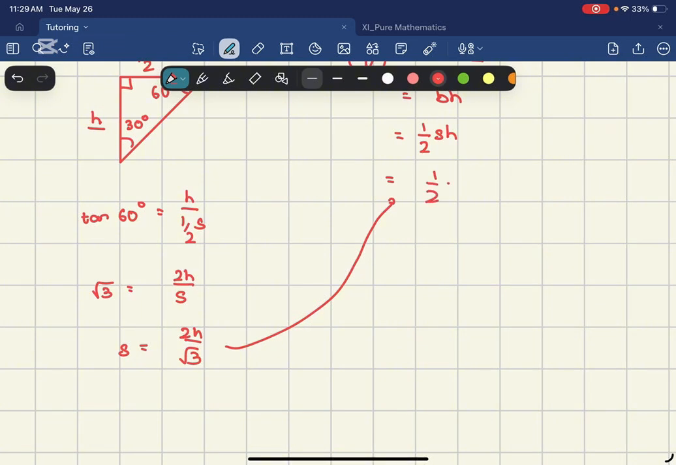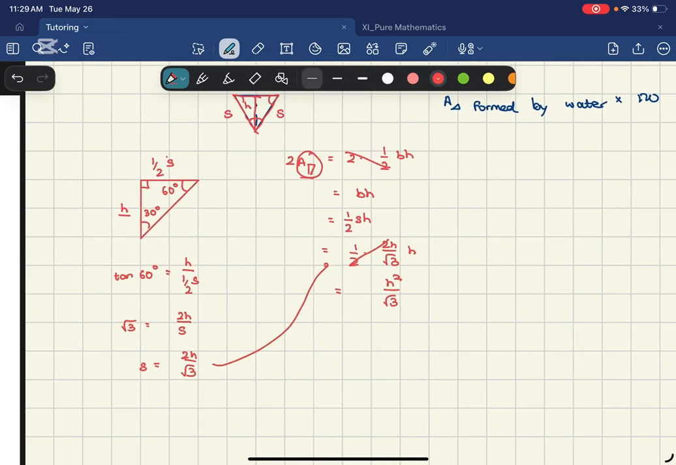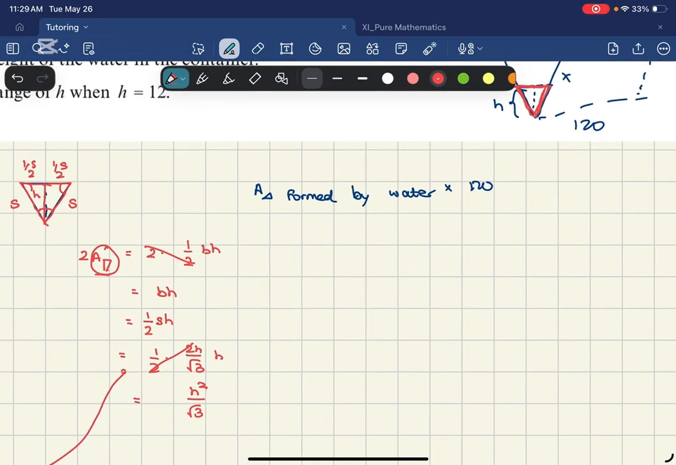So half s is 2h over root 3 times h. So these will cancel out. You get h squared by root 3. That is the area of your triangle. And now we need to multiply it by 120. So now volume, that is the volume of the water, right? So volume is going to be h squared by root 3. That is the area formed by the water times 120.